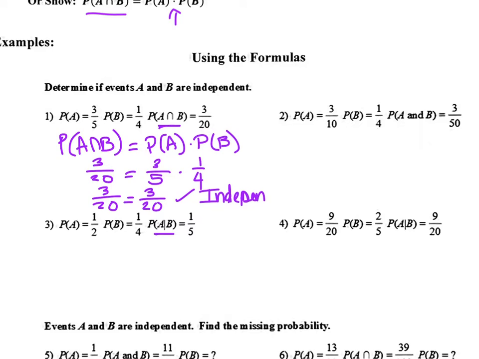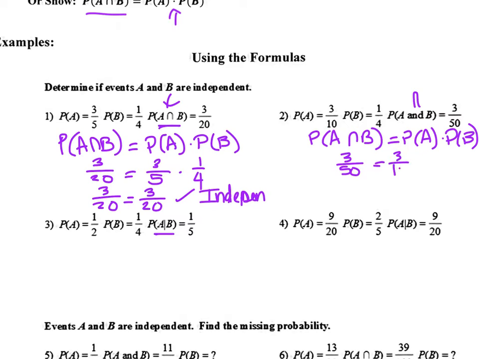So for this one, same thing. I'm going to be using the same rule, so I write it. So remember, and is the same as this. So the probability of A and B is equal to the probability of A times the probability of B. So I'll rewrite that. A and B is 3 out of 50. Probability of A is 3 out of 10. Probability of B is 1 out of 4. Just do the math on either side. 3 out of 50 is not equal to 3 out of 40. So these are not independent, or they're dependent.